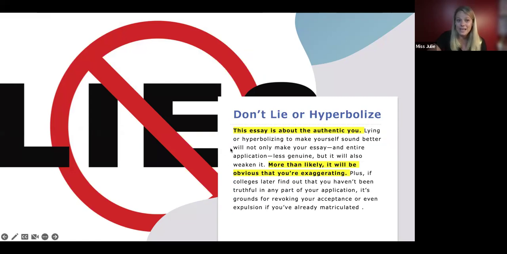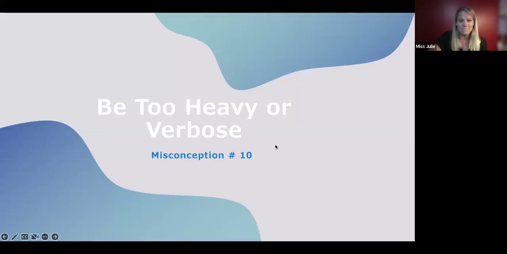More than likely, it will be obvious that you're exaggerating. And it has happened many times where we have questioned, okay, well, did this really happen? And sometimes the answer is yes, and sometimes no. But again, you don't want the admissions officer to think that you're exaggerating or lying about something.